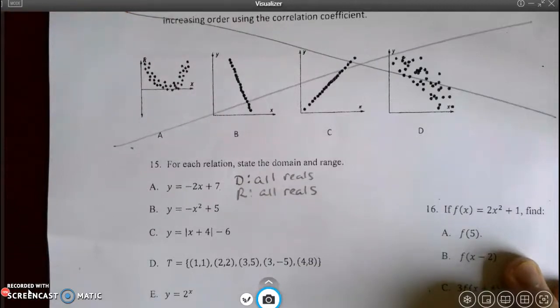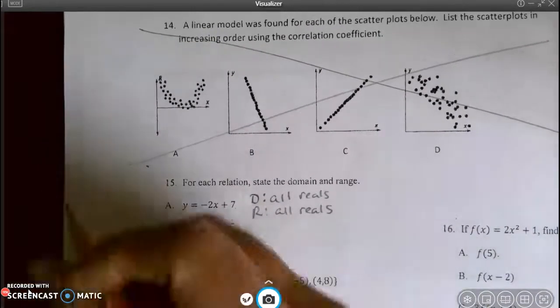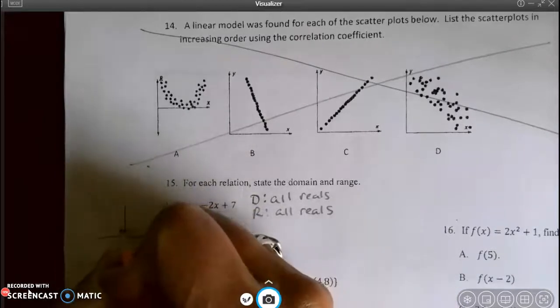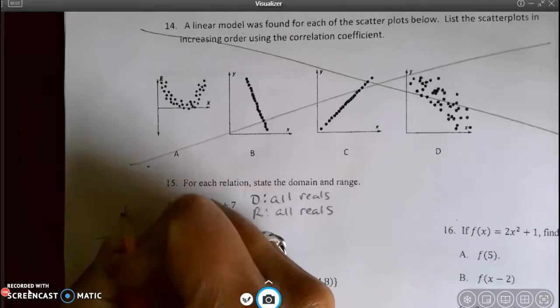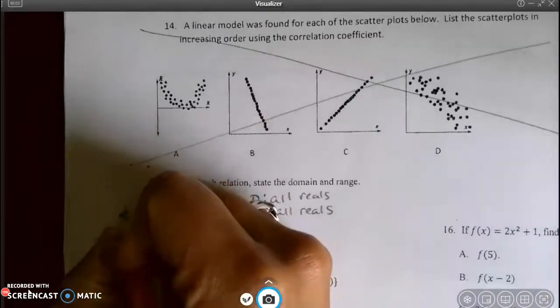Alright, now for this letter B, I can look this up. If you want to put it into y equals and graph it on your calculator, you can do that. I know that it is a quadratic. It's moved up 5 units. And because there's a negative in front of the x squared, I know it's going down.